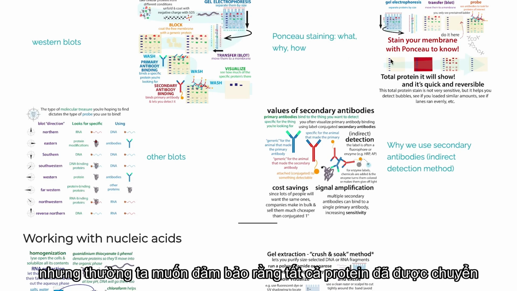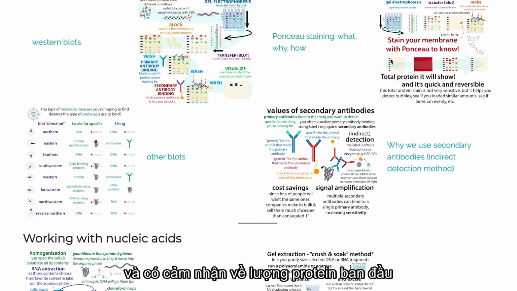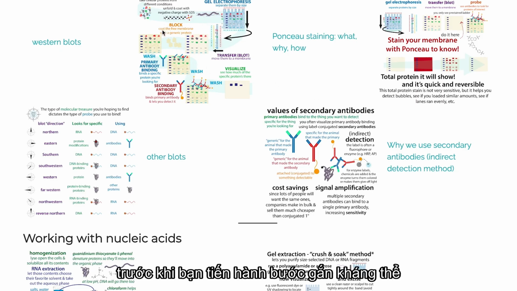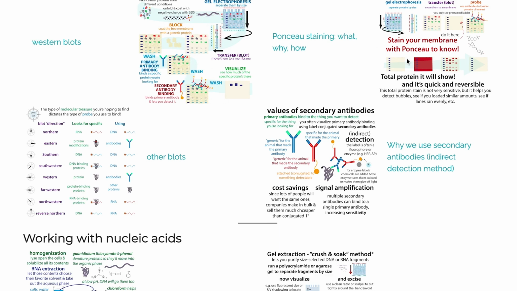When we're doing a Western blot, we're only probing for that one thing, but often we want to make sure that all the proteins got transferred and get a sense of how much protein was there and things like this. So we often do a Ponceau stain, which is just a really quick reversible stain that you can do to that membrane before you go ahead and do your antibody binding. And so I have a post on this as well.